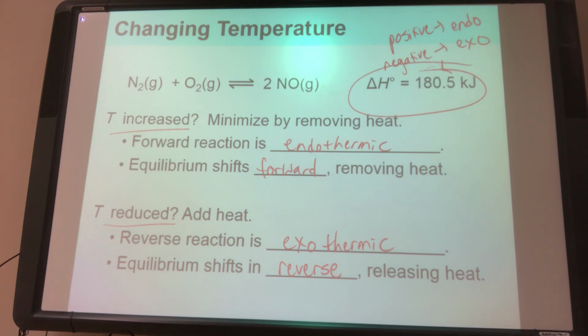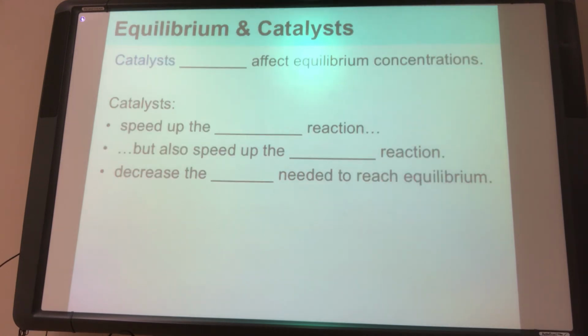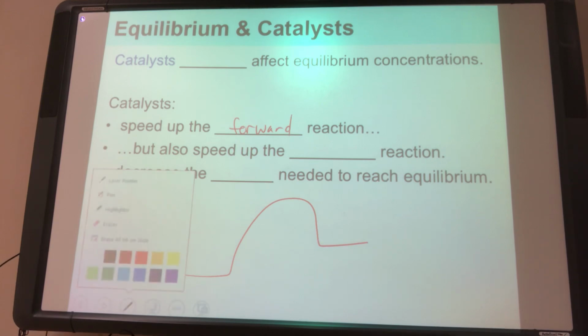All right, last thing. Let's talk about catalysts. So what do I do if it's a catalyst? Let's first talk about what catalysts do. If I dump in a catalyst, it speeds up my reaction. It speeds up the forward. Because remember, if this were my uncatalyzed reaction, then my catalyzed reaction starts at the same place, ends at the same place, but my hill is just shorter. So the forward reaction, going from left to right, is faster because my hill is shorter.